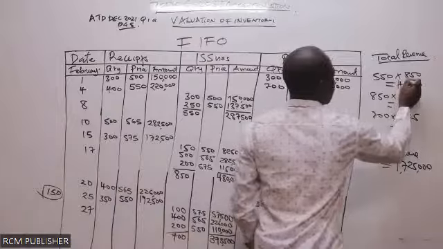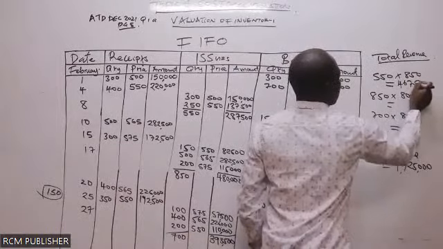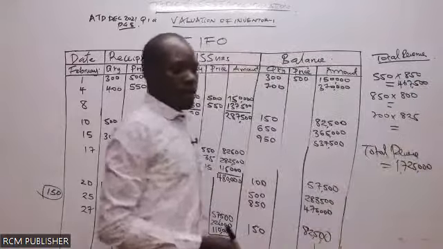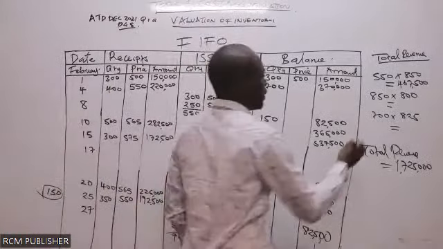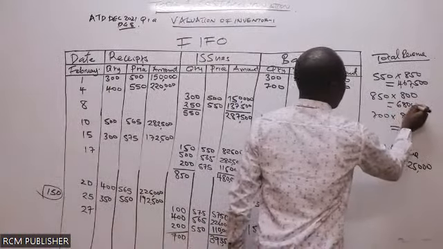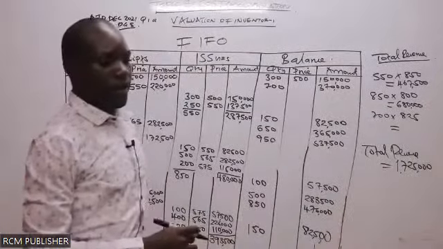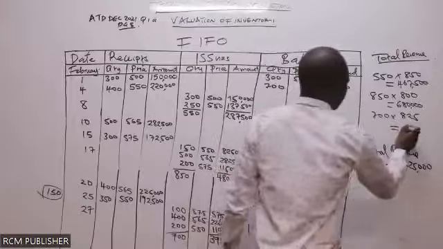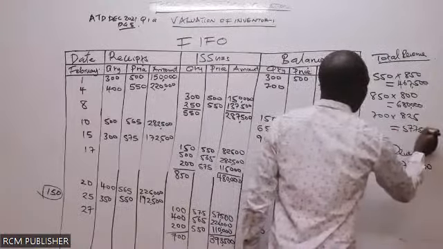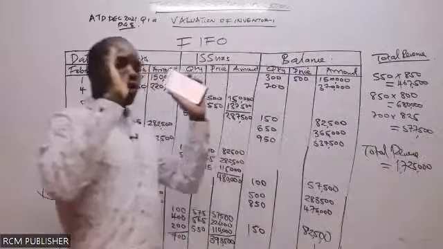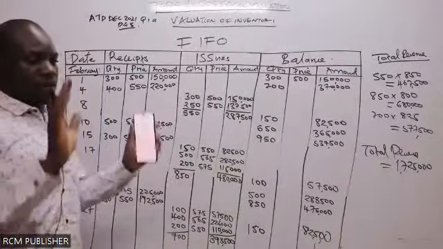467,500. 467,500. Okay, how about the second one? 680,000. How about the last one? 700 by that? 577,500. So that's the only place we are going to apply that issuing price.